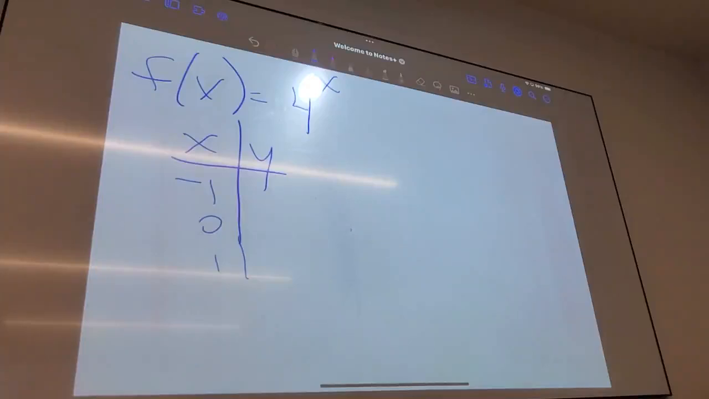All right. So when you plug a negative 1 in, what do you get? At 0, of course, you get 1. And at 1 you get 4. So it looks like negative 1, 1, 1, 2, 3, 4.